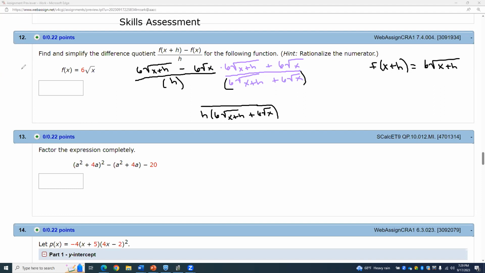And then at the top, the whole reason we had to do this was so that we could FOIL this out, so that the radical is gone in the numerator. That's the idea. Which again, I know, unless you really foresee why we're doing this, it doesn't make much sense. You're like, okay, I guess.